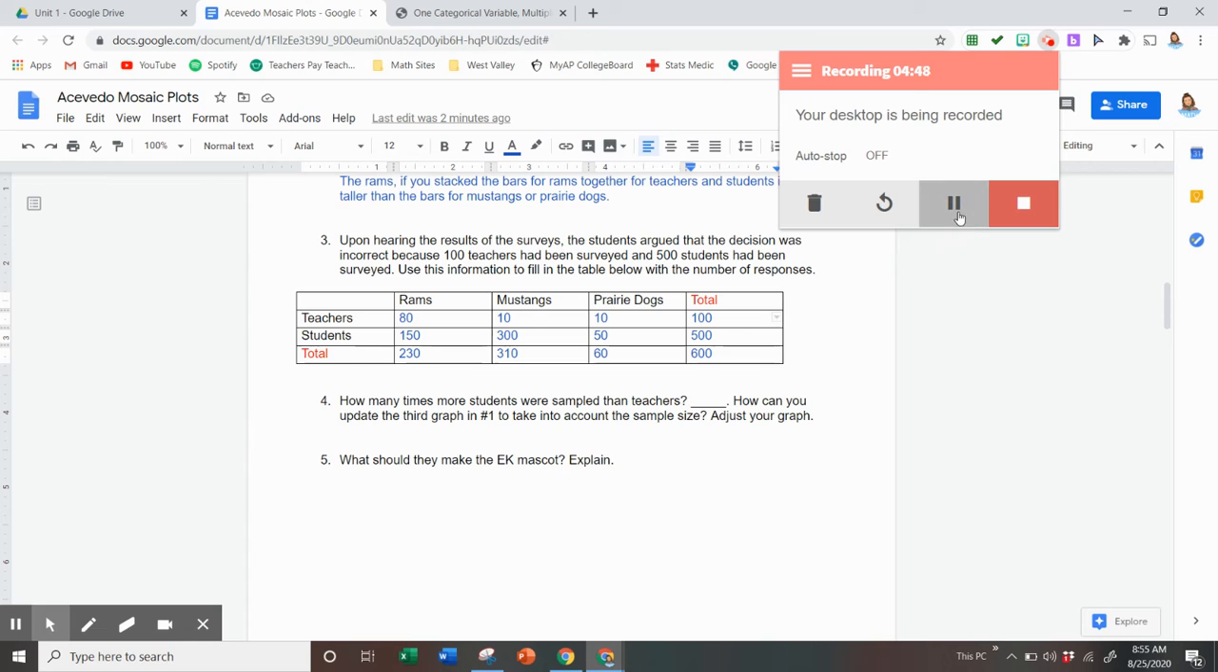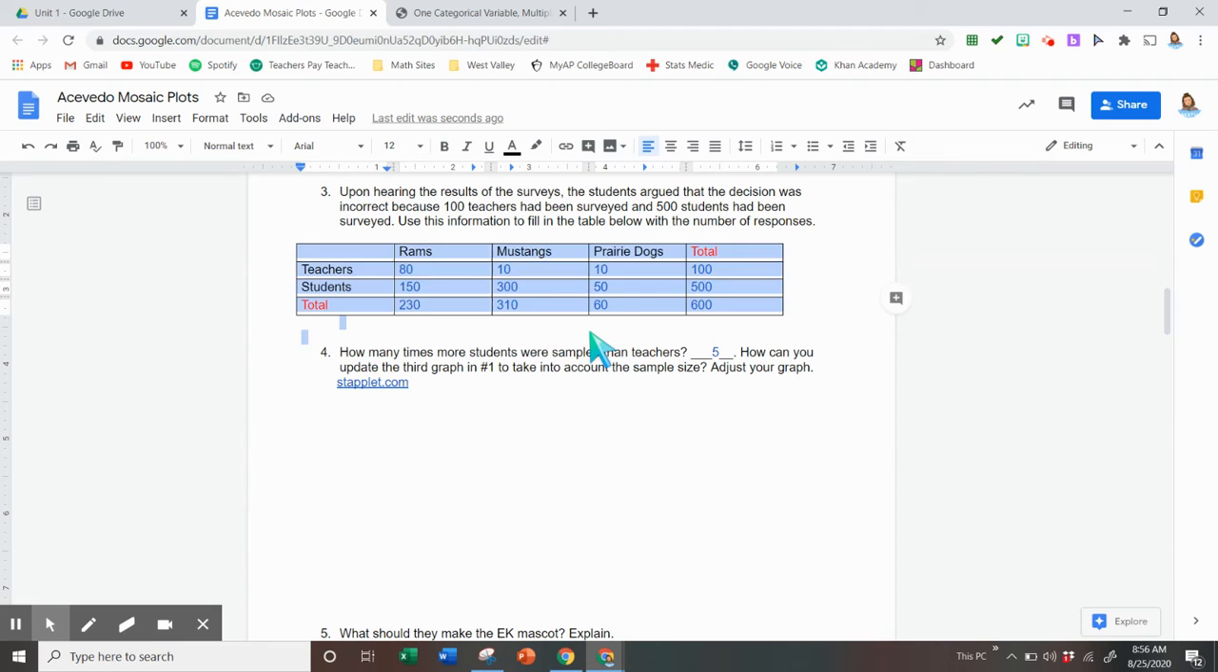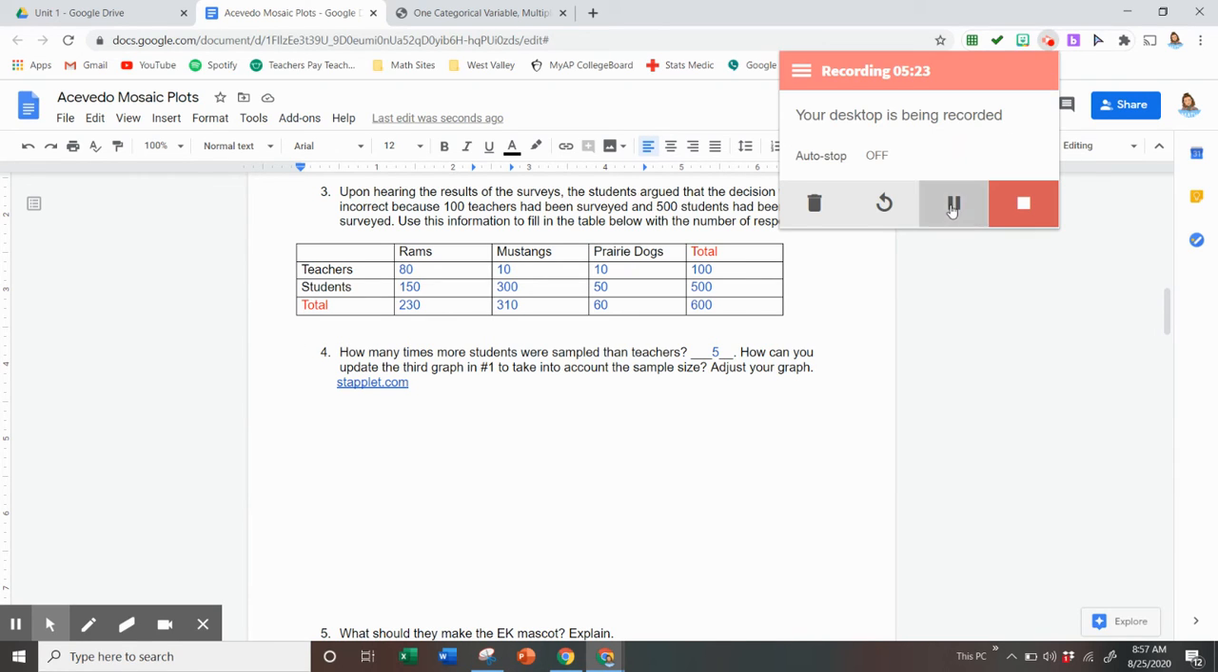Go ahead and pause and try it out. Okay. If you said 5, I'd have to agree with you, since if we have 100 teachers, if we take 5 times 100 to get to 500 students, there were five times more students. 5 times more students were sampled than teachers. So how can we update the third graph in number 1 to take into account the sample size to adjust your graph? So take a moment and think about that.